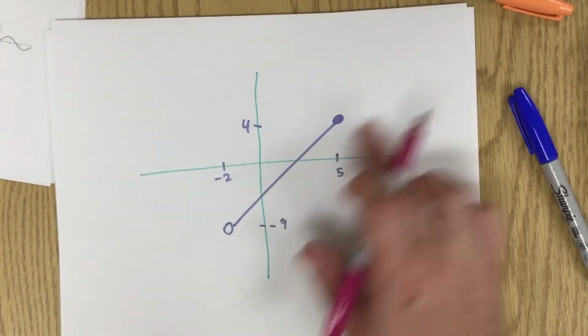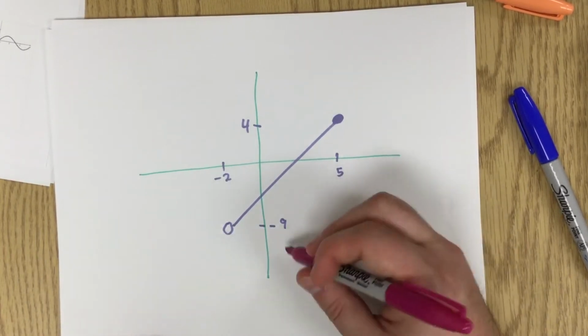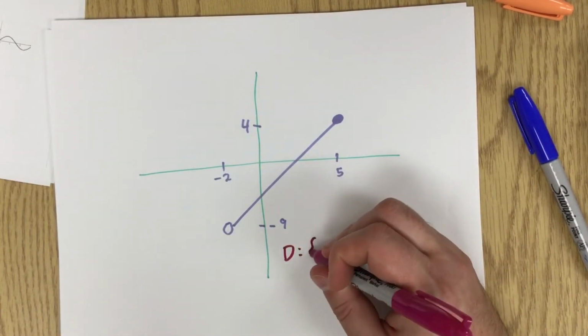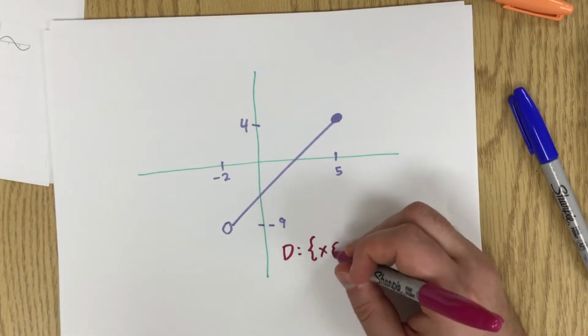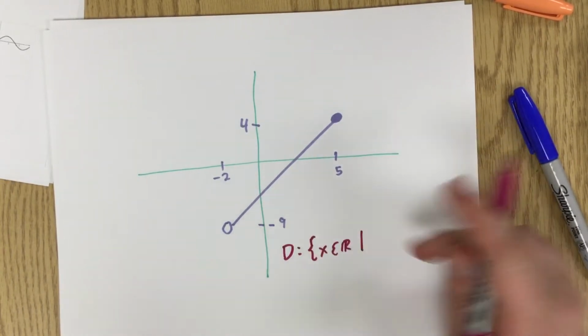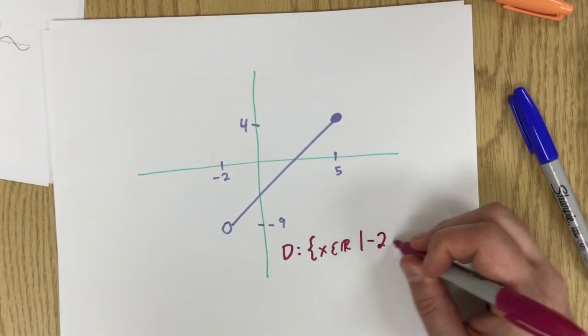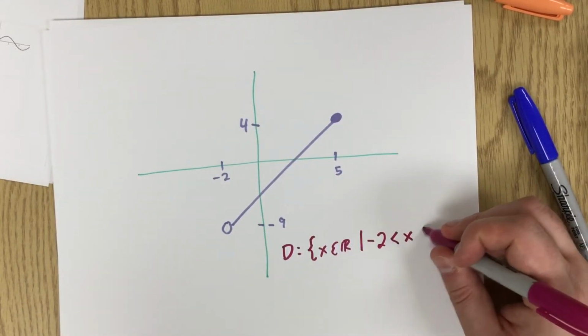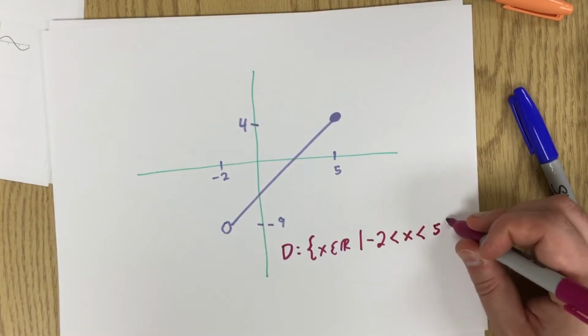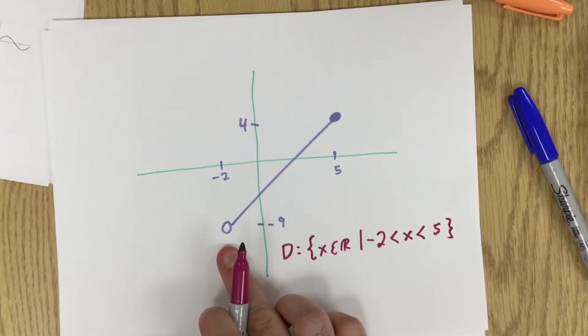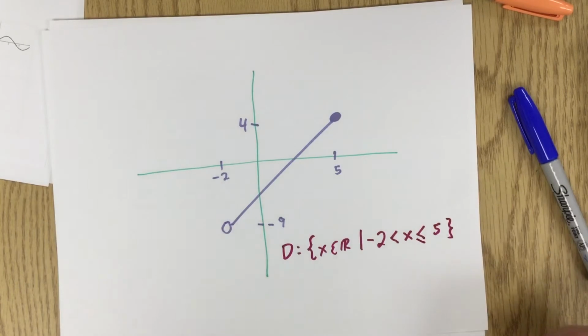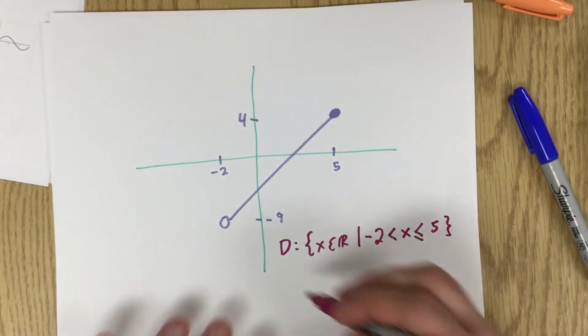Open circle means it gets close to there, but it doesn't quite get there. So the domain in this case, x is an element of real numbers, such that it has to be bigger than -2, less than 5. So x is between -2 and 5. It can't be equal to -2, but it can be equal to 5. So we'll put an equal sign over there.